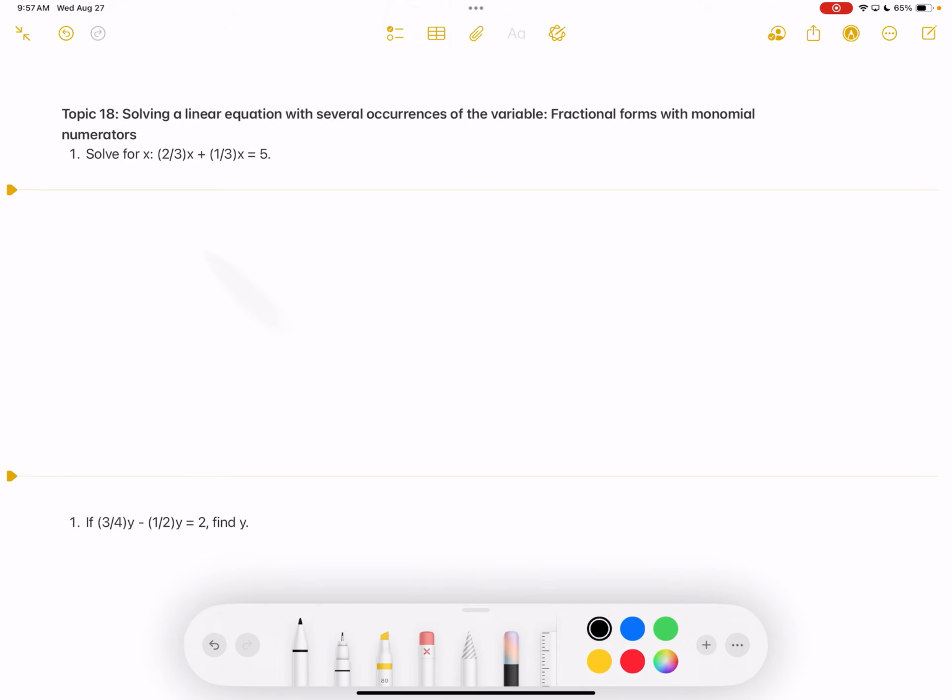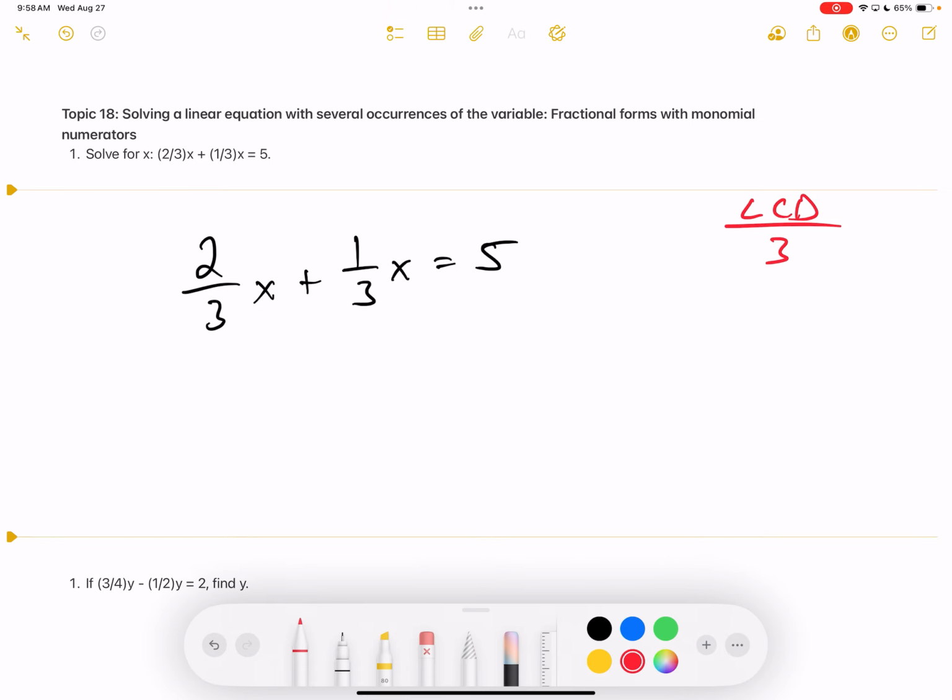All right, some fraction ones. A lot of you may see this and say 2/3 x plus 1/3 is just going to be 1. 2/3 plus 1/3 is 1 because 3/3. But I'm still going to do it the LCD way because I just want to get rid of fractions. I don't want to look at them. So my LCD is 3. They're both 3. So if I multiply everything in here by 3, it'll make the fractions go away.